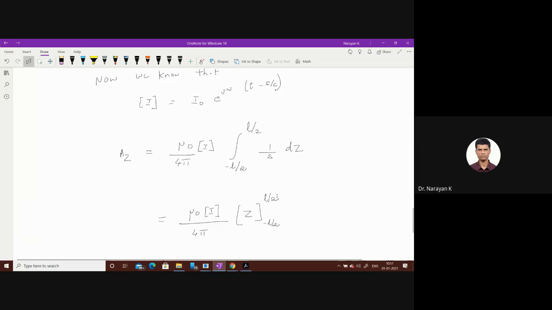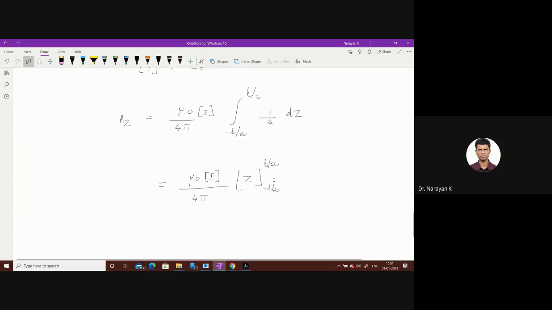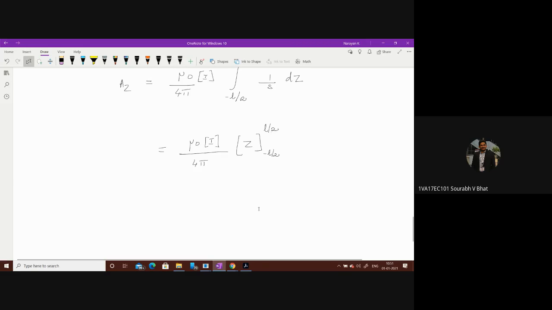So substitute this value. After integrating, if you apply the limit, what happens? L by 2 minus of minus L by 2. What happens? L, no? Yes, sir. Okay. Am I right or wrong? L by 2 minus of minus L by 2. So it's L. So you will have L, right? Yes, sir. Okay. So this your vector magnetic potential Az.